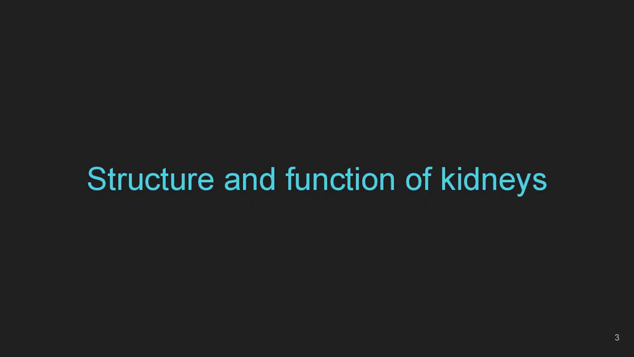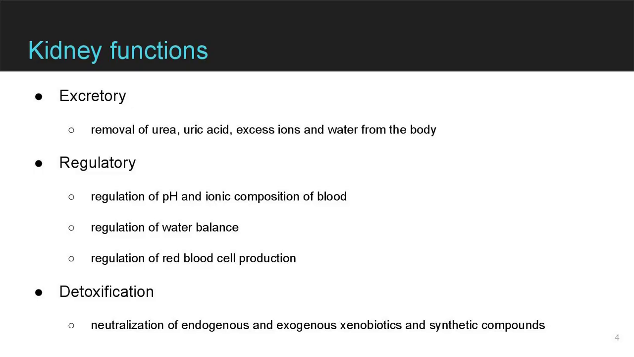Structure and function. You already learned structure and function of kidneys in physiology, anatomy, histology, right? So we will repeat right now some key points. The main functions are excretory, so excretion of components which we don't need, like urea, uric acid, excessive ions, and water from the body. The second function is a regulatory function, regulation of pH and ionic composition of blood.